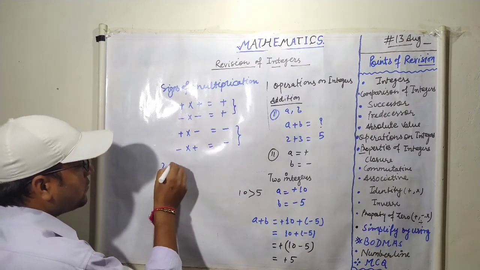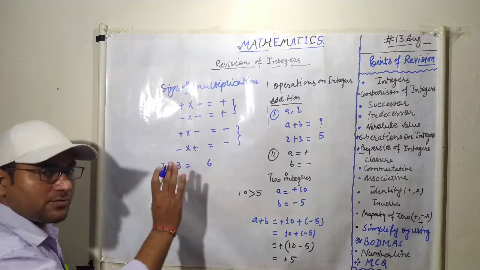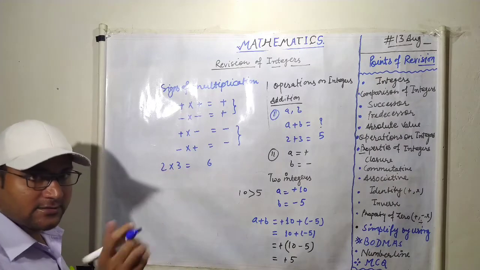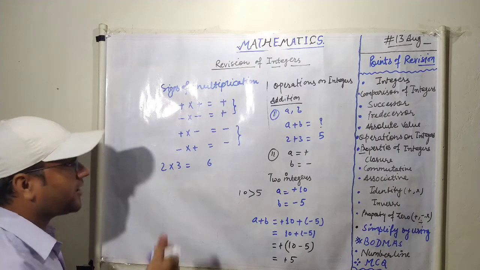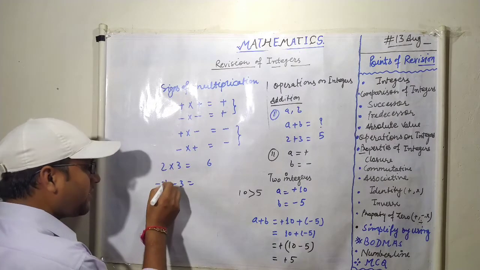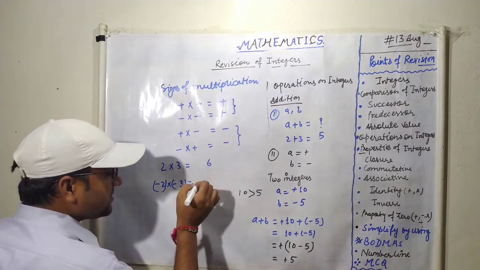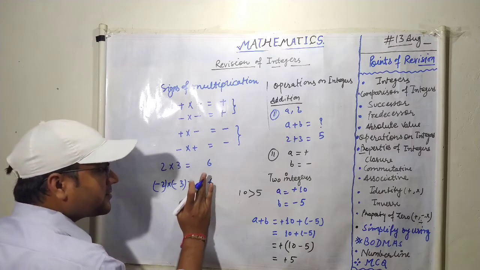Suppose 2 is multiplied by 3, you will get 6. That is a positive; no sign means it is positive. For an integer, 0 is neither positive nor negative, so don't compare it with 0. Minus 2 is multiplied by minus 3, both are negatives. Minus multiplied by minus gives plus. 2 threes are 6, plus 6 is 6 only.